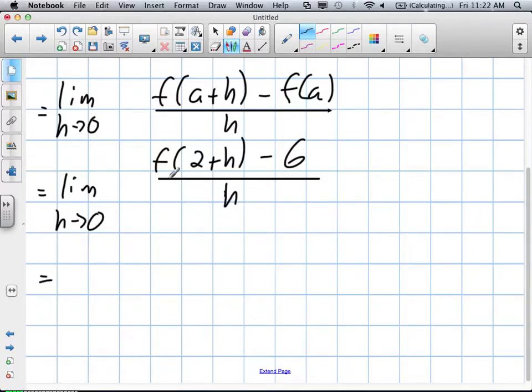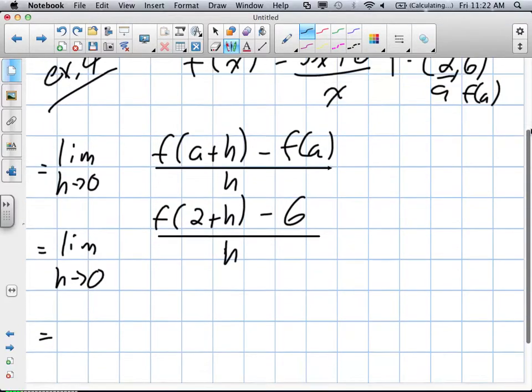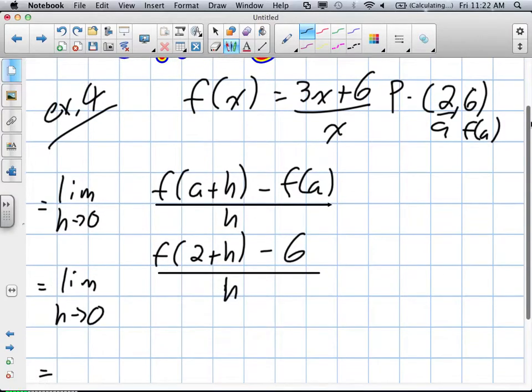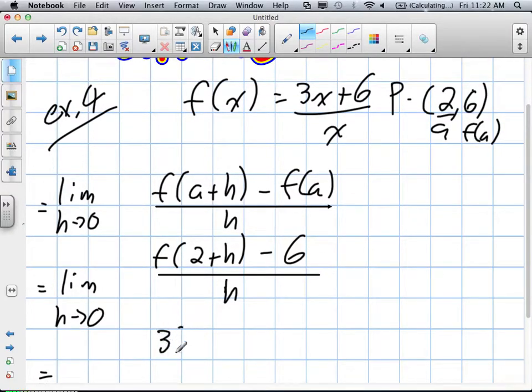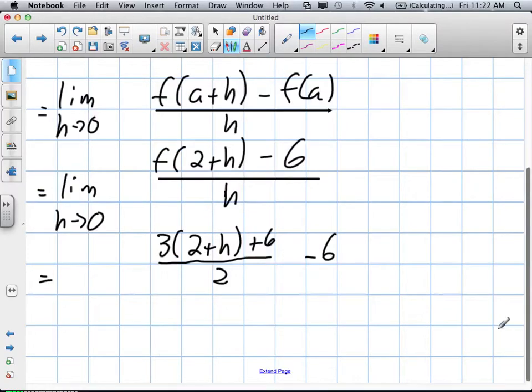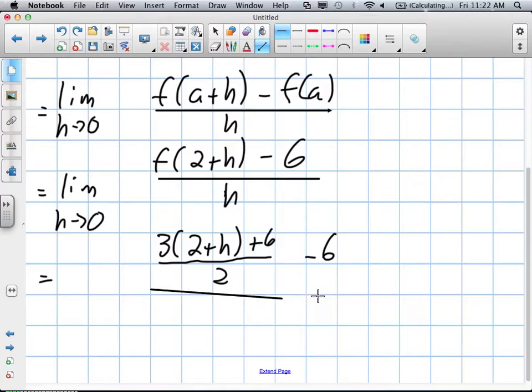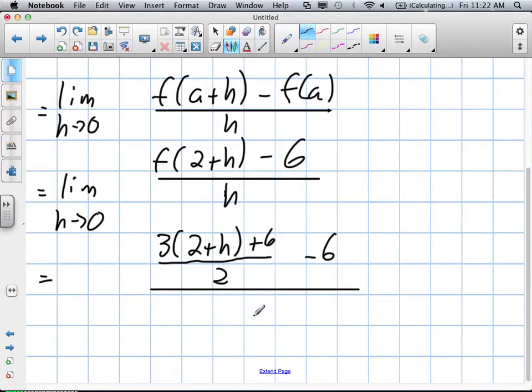We now plug it into the function. Okay. So what we're going to do is replace our x with 2 plus h. So 3 times 2 plus h plus 6 divided by our a value again, which is 2, subtract 6, all divided by h. Okay. And that was when we plugged our formula in.